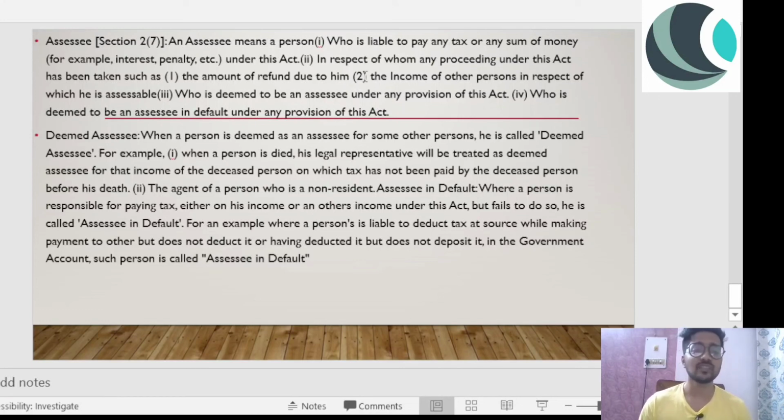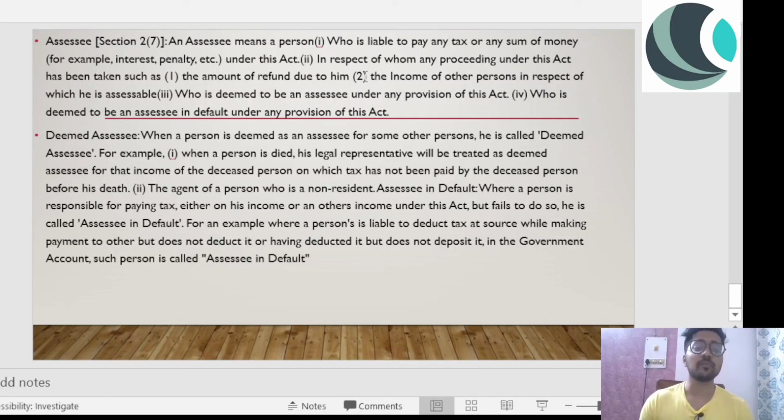So if anyone who is coming under the provision of this Act will also be called an SSE, who is deemed to be SSE in default. So you are an SSE just because of the definition of this Act. Now, what is the difference with deemed SSE? What is deemed SSE? A person is deemed as an SSE for some other reason. So he is not naturally an SSE, but they are deemed to be an SSE.